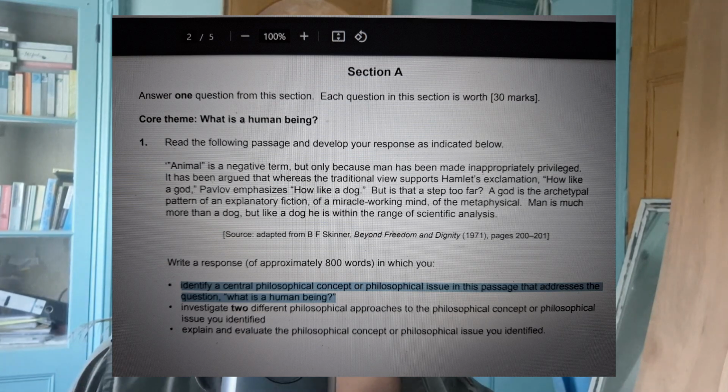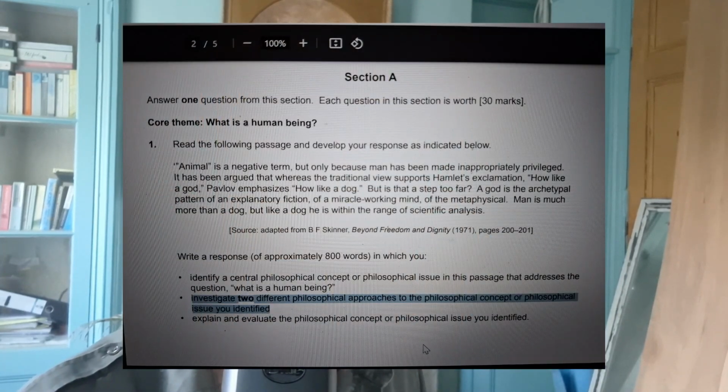So it's saying to you, okay, you tell me, of all the things you've studied and thought about, what do you think you can apply to this? It's not saying, this is topic X, you must talk to me at length now about topic X. It's saying, no, you tell me what you can relate to the prompt source. Second bullet point, investigate 2 different philosophical approaches to the philosophical concept or philosophical issue you've identified. Again, tell me about something you've learned.